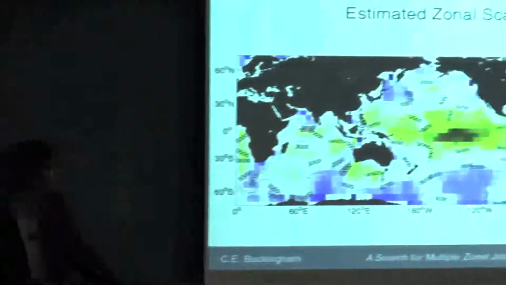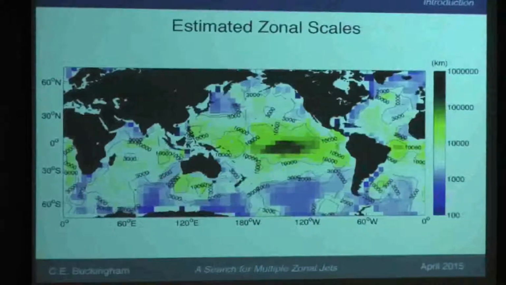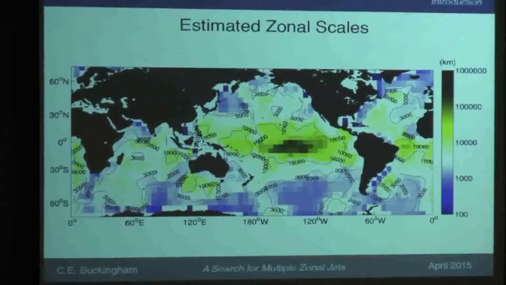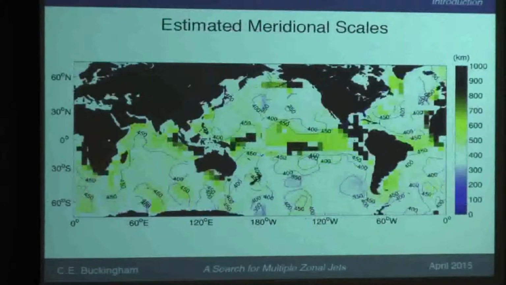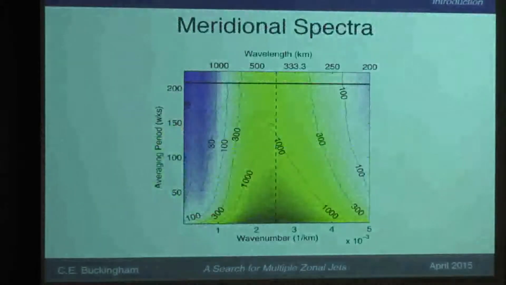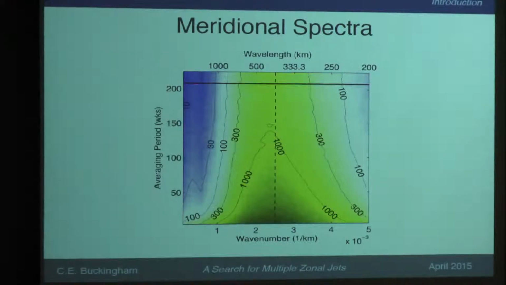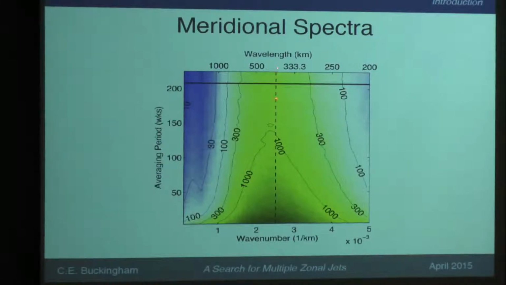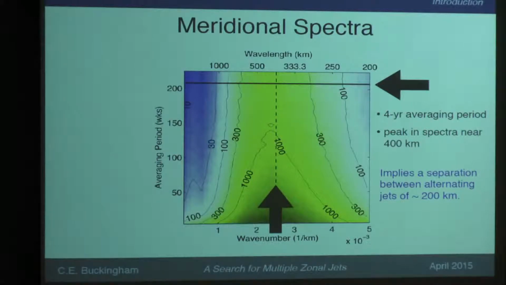The zonal scales, this is just kind of qualitative, but it suggests that the scale of the pattern is quite large in the zonal direction and not so large in the meridional direction. It's about 400 kilometers rather. This is a similar plot, but the y-axis is averaging period and the x-axis is wave number. This is where the peak of the energy lies as a function of averaging period. Here is about 4 years, and you still have a peak centered around 400 kilometers. That implies a separation between alternating currents of about 200 kilometers.